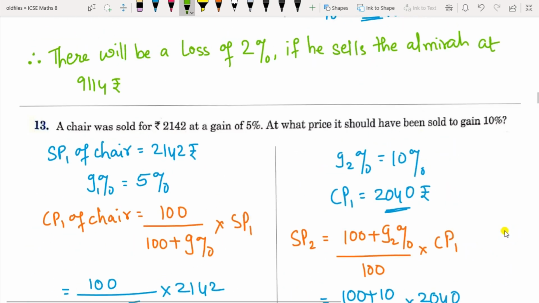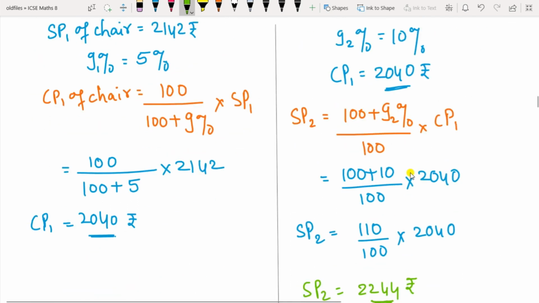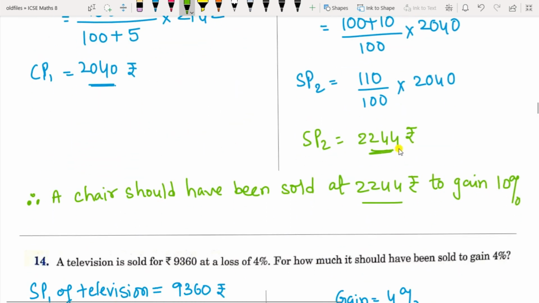So first it was a 5% gain. That time the selling price was 2142. If he wants a gain of 10%, then the selling price should be 2244 rupees.